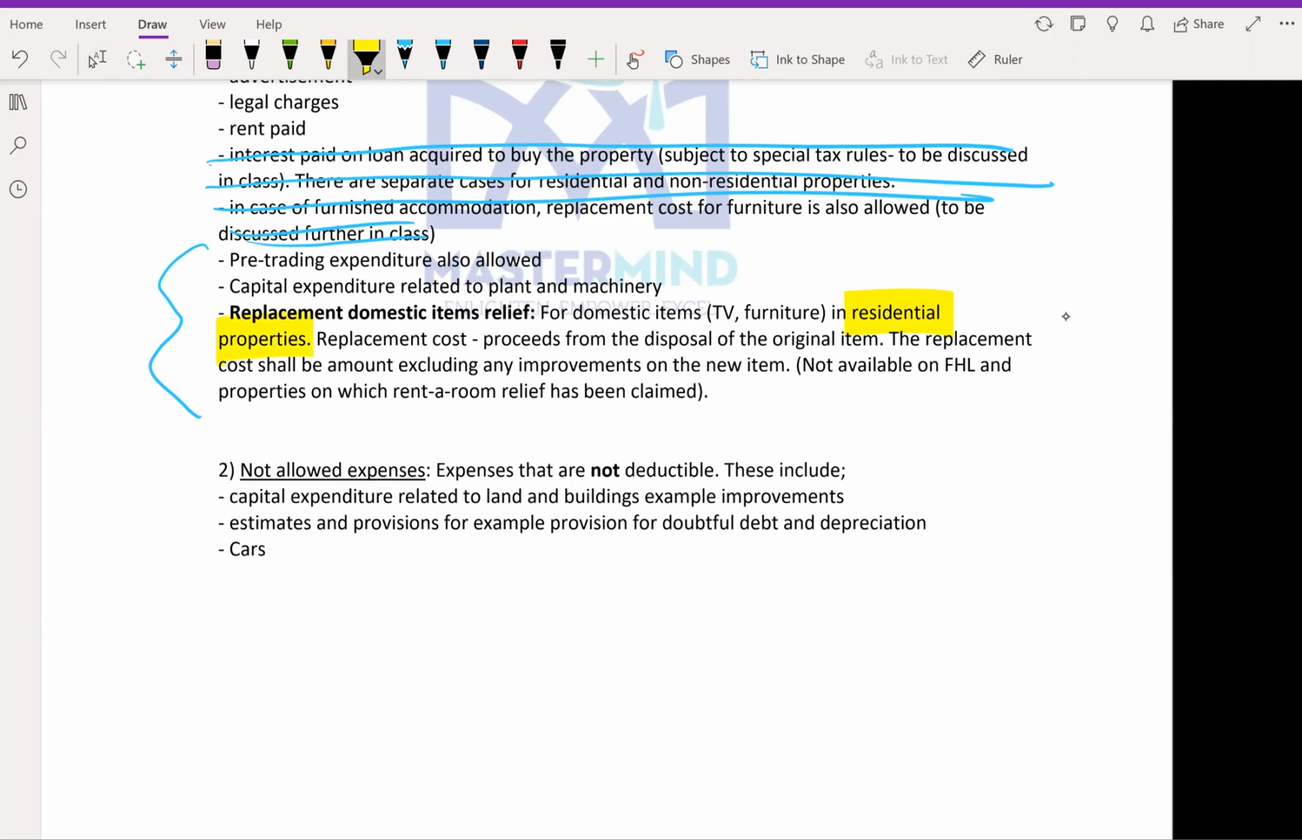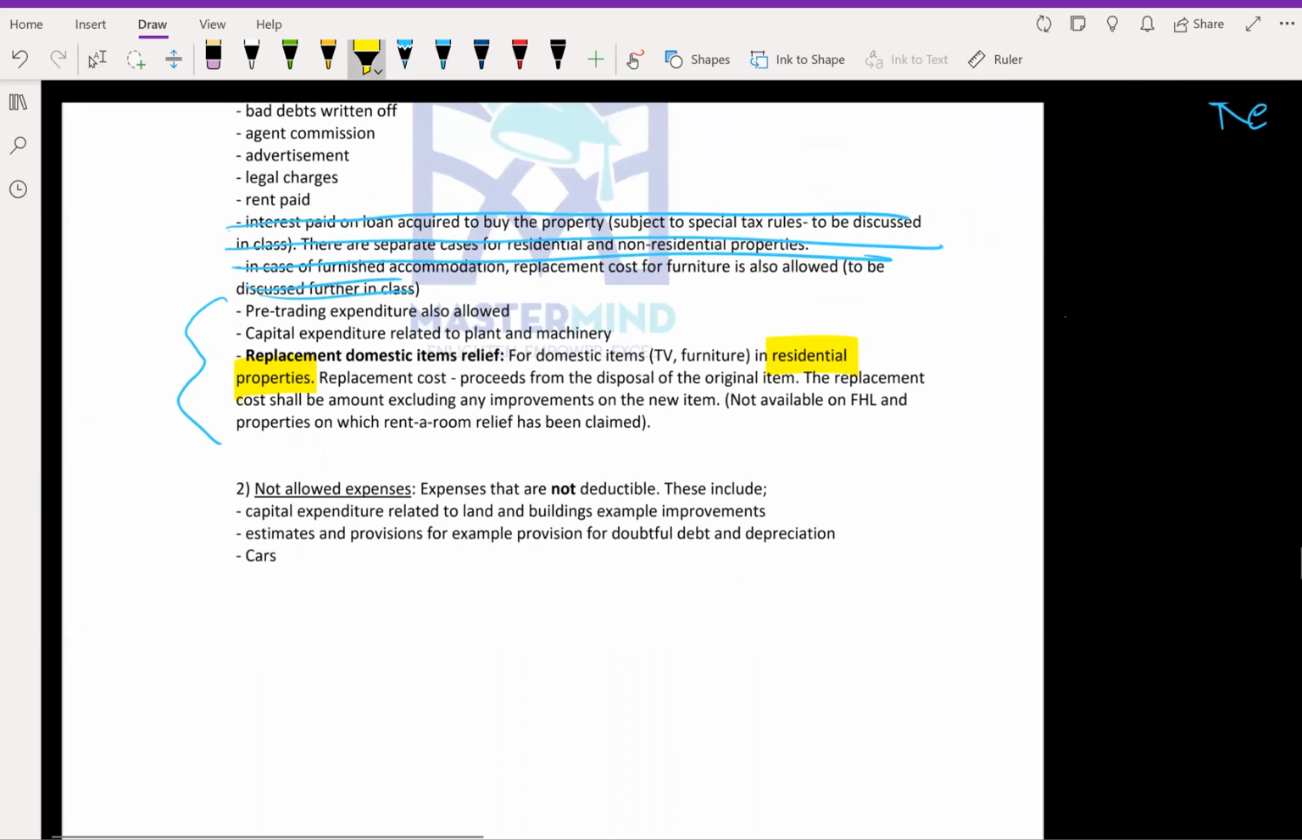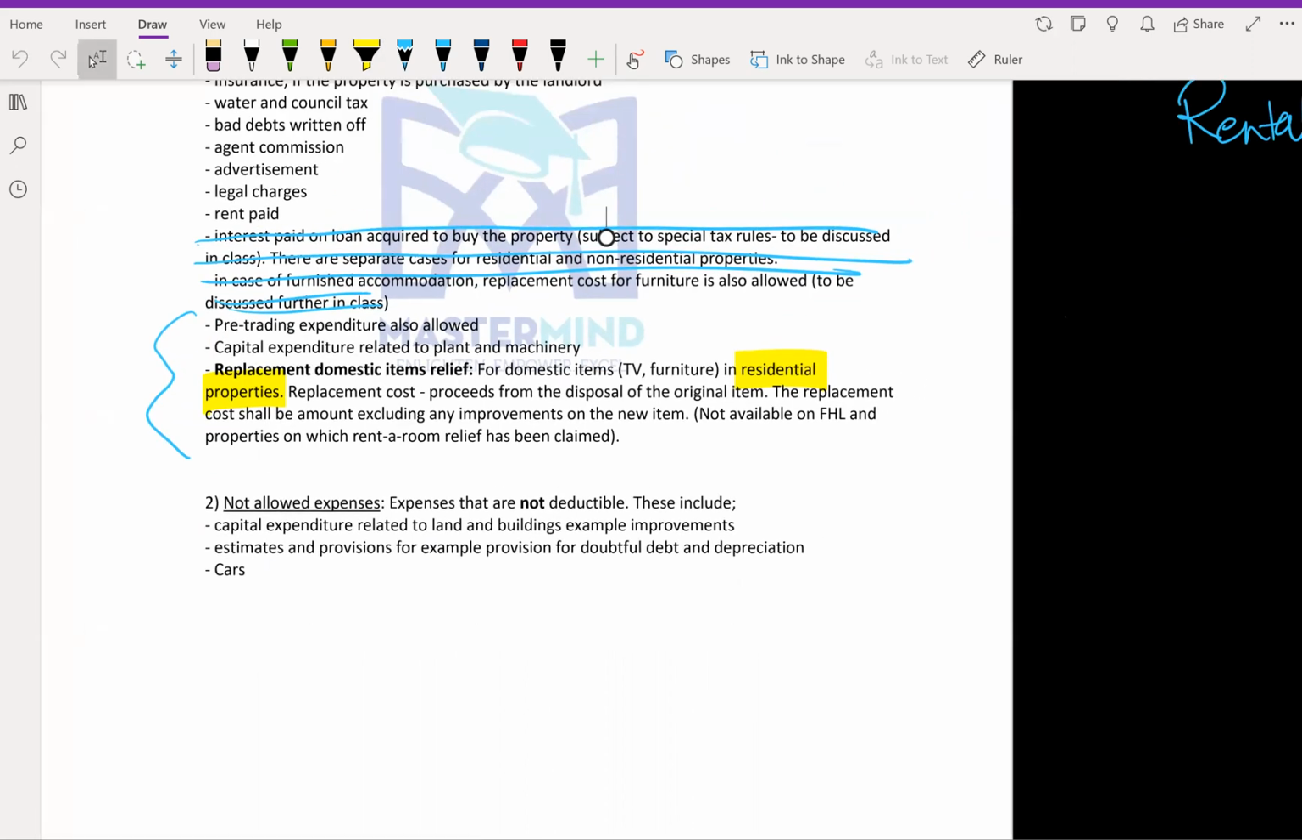Sir, can you explain pre-trading expenditure again? Pre-trading expenditure is when you've incurred some expenditure before starting to rent out the property. Let's say I talked about listing fees. That's a pre-trading expenditure, right? That means you haven't started renting out the property yet, and you need to incur some expenditure in order to make sure that your property becomes rentable.